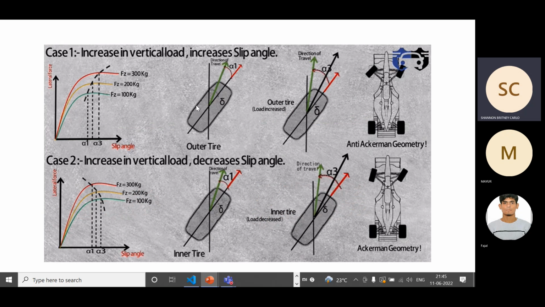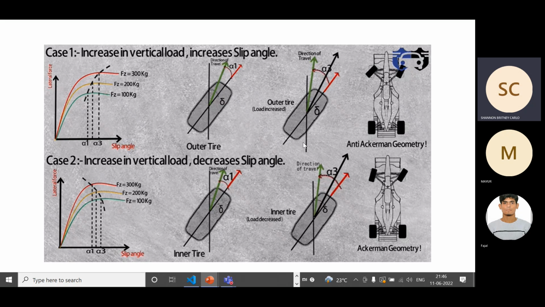There's one thing: when a car is turning, the force on the outer side is greater and the force on the inner side is less. Also, if the force or the loading increases, the slip angle increases, so they are directly proportional. This is the graph of lateral force versus slip angle. I am just increasing the force from 100 to 200, 200 to 300, and comparing. So I'll increase the slip angle here, from alpha 1 to alpha 3.